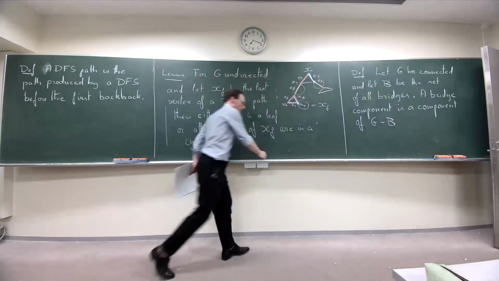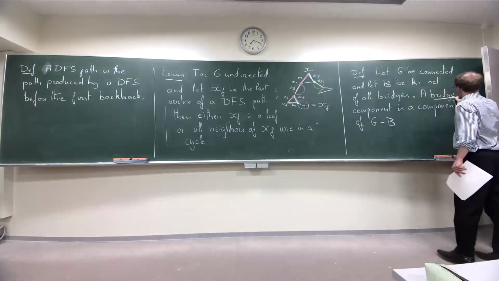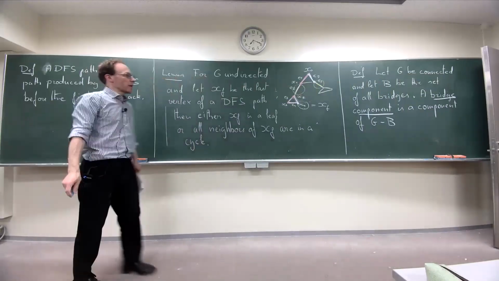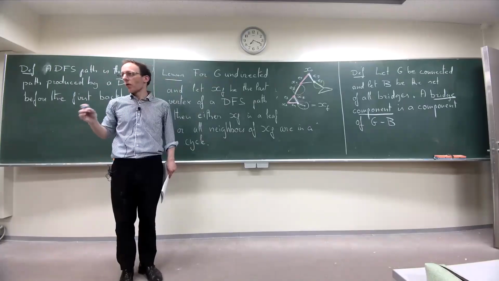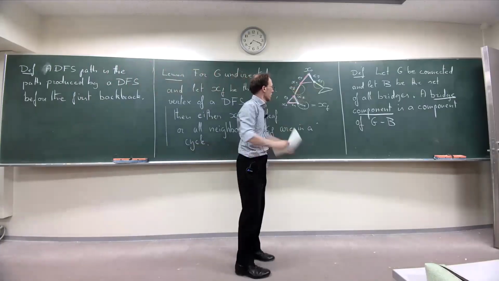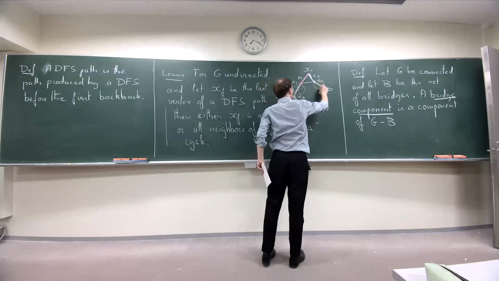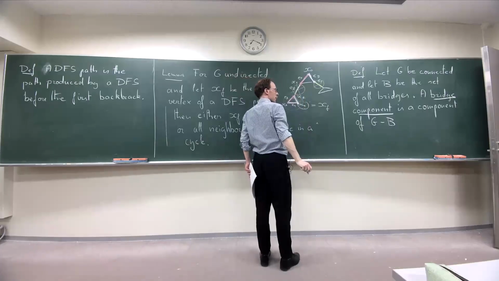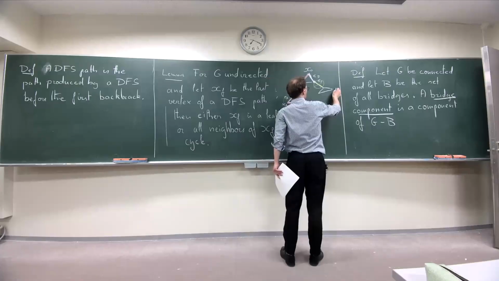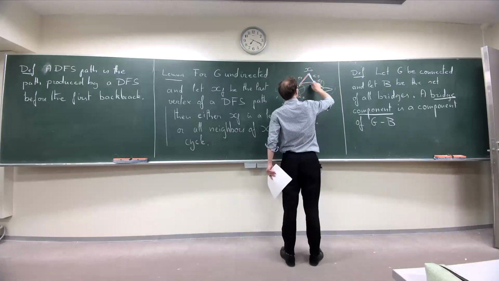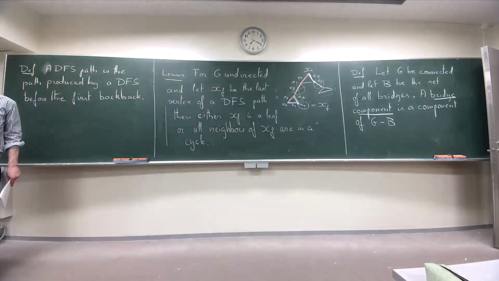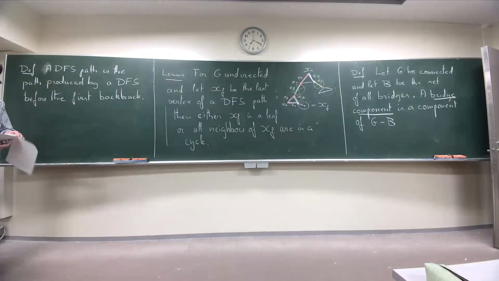This is the definition of what a bridge component is. G minus B, we know what it is. We remove all bridges. So I delete this one, I delete this one, and I get three components. This one is a bridge component, a second one is this one, and we have a third one, which is here. So if we eliminate the bridges on this graph, we have three bridge components. Right? This is a rather simple notion. Still, it's interesting.